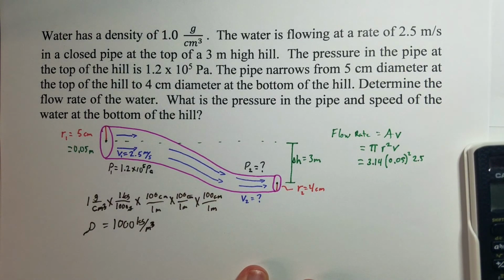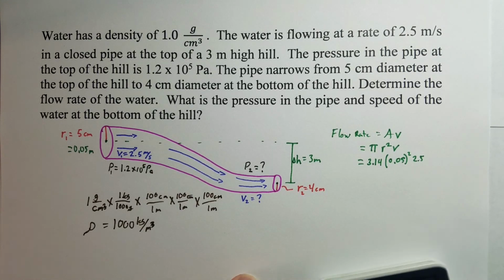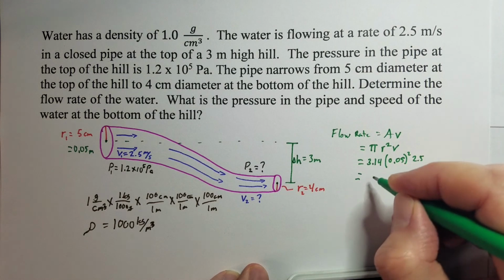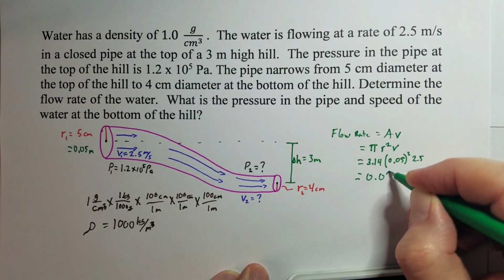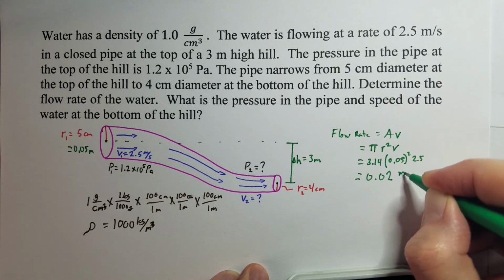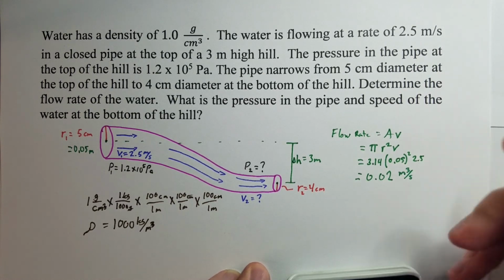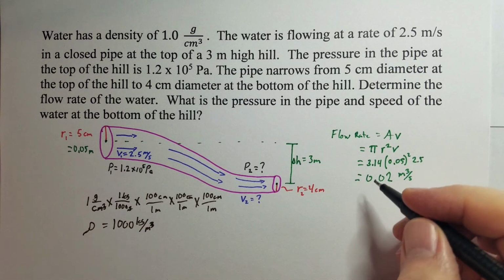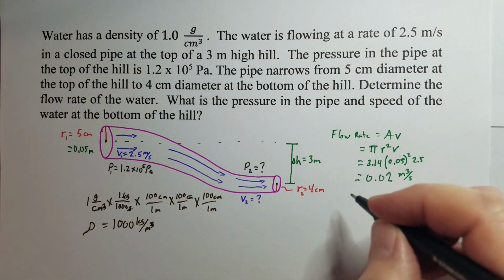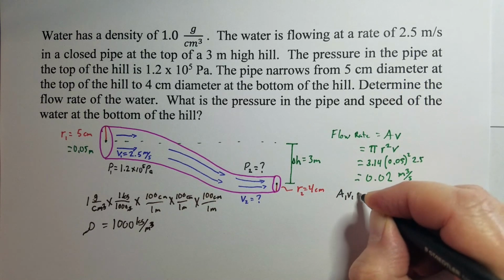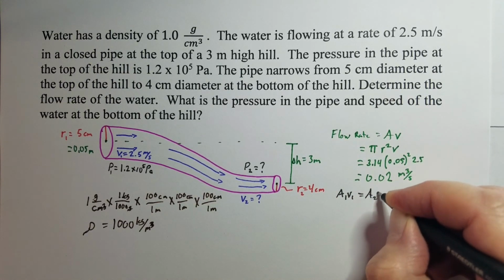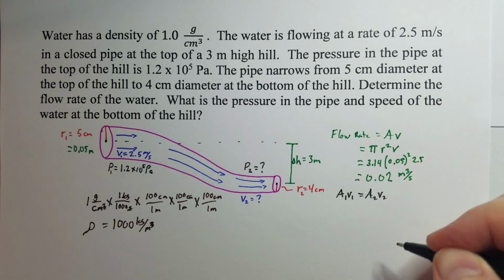So 3.14 times 0.05 squared times 2.5 gives me a flow rate of, let's round it off to 0.02 cubic meters per second. To find the speed at the lower end, we're going to use the continuity equation. The continuity equation is area times speed equals area times speed from one location to another location.